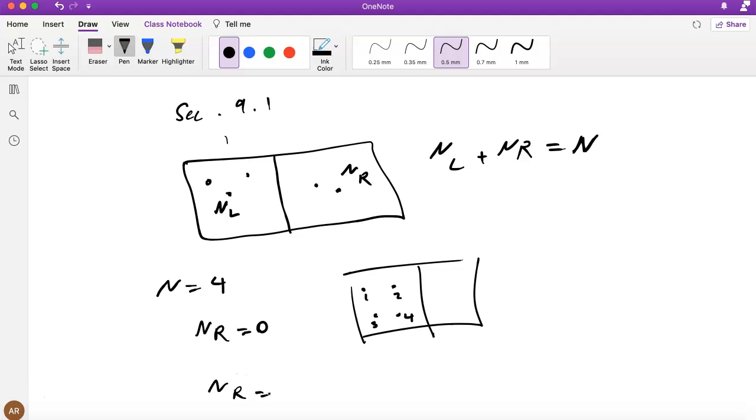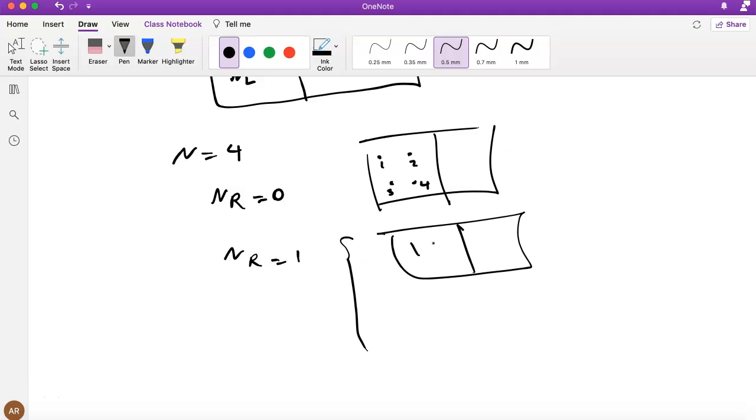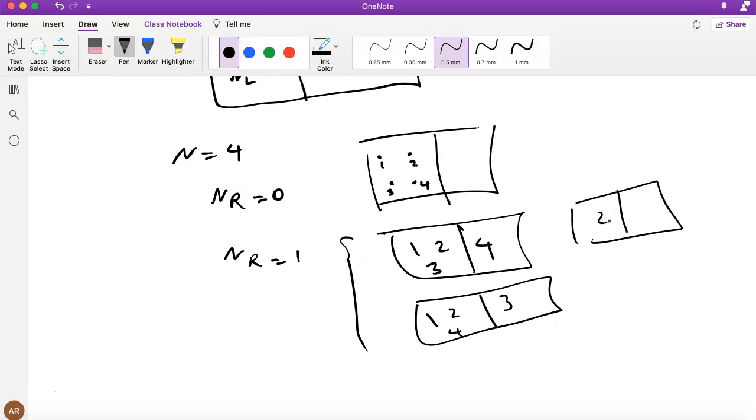Now let's say n_r is 1. What are the possibilities? There are more possibilities because I have 4 choices for the 1 particle that's on the left-hand side. So I can have 1, 2, 3, and 4 is on this side. Or 1, 2, 4, and 3 is on this side. Or 2, 3, 4, and 1 is on this side. Or 2 is on this side, and I have 1, 3, 4. So I find 4 possibilities.